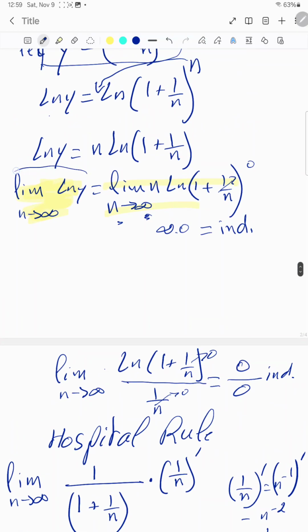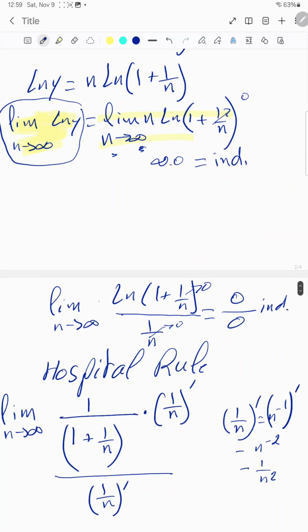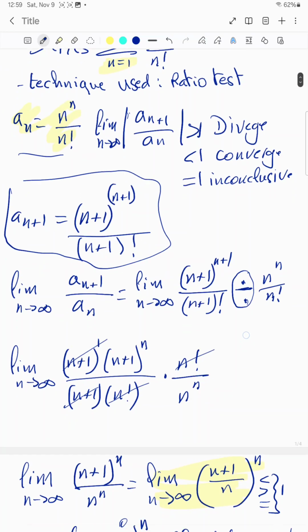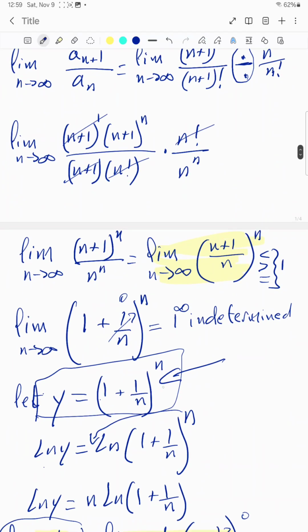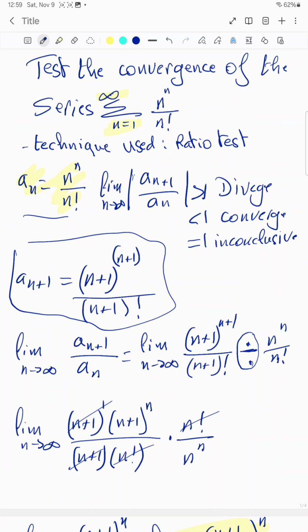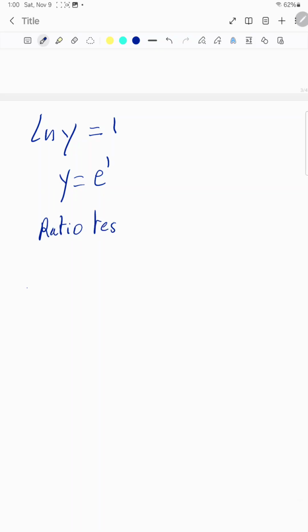Now I go back to where we said we're going to apply this. So now I know my limit of ln of y is equal to 1. So my y is equal to e to the power of 1. But I know that my y is equal to 1 plus 1 over n to the power of n, which is my ratio test. So my ratio test, which is a_(n+1) divided by a_n, is equal to e, and e is equal to 2.7 something. So it is greater than 1. My ratio test is greater than 1.